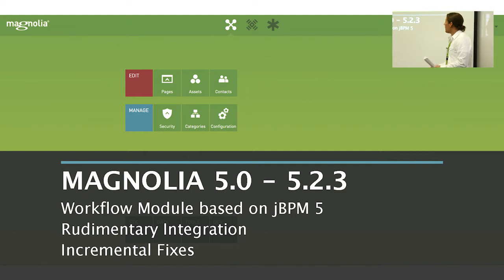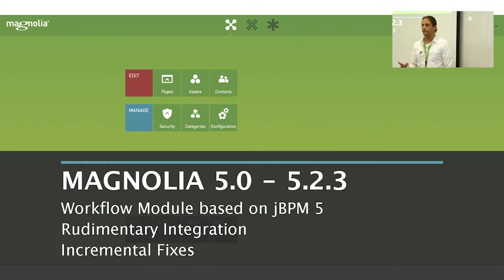The alternative chosen was JBPM. In Magnolia 5.0, we introduced a workflow module based on JBPM 5. In Espen's own words, if you haven't seen it, he has a webinar out there, the complete guide to Magnolia CMS workflows, he mentions that this earlier module was a rudimentary integration. From the conversations that I've had with him, he's expressed to me that it's been a bit of a learning curve for him as well, learning JBPM. So some of the earlier modules aren't as great as what we have now. And during this time period, there were only incremental fixes.